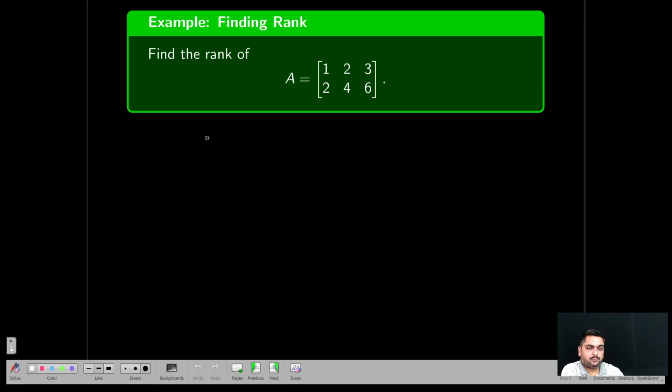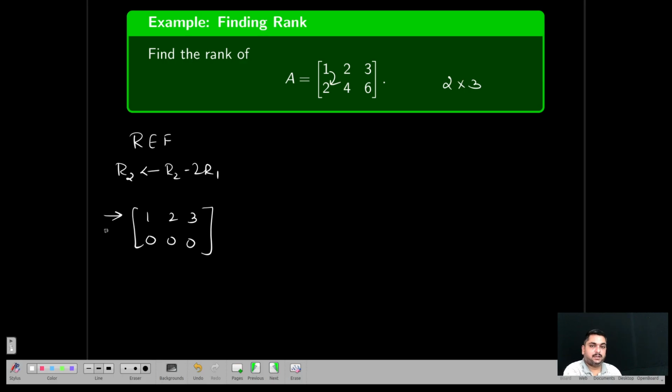Next, one more example. It is a 2 cross 3 matrix. Use the row echelon form to reduce this matrix. To make it 0, multiply by minus 2. So R2 is equal to R2 minus 2 R1. This becomes 1, 2, 3, 0, 0, and 0. So there is only one linearly independent row vector. So the rank of A will be 1, with only one pivot element.